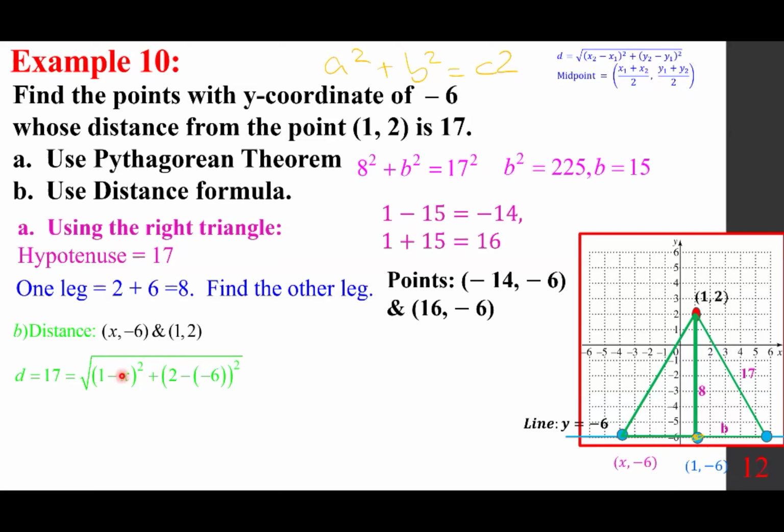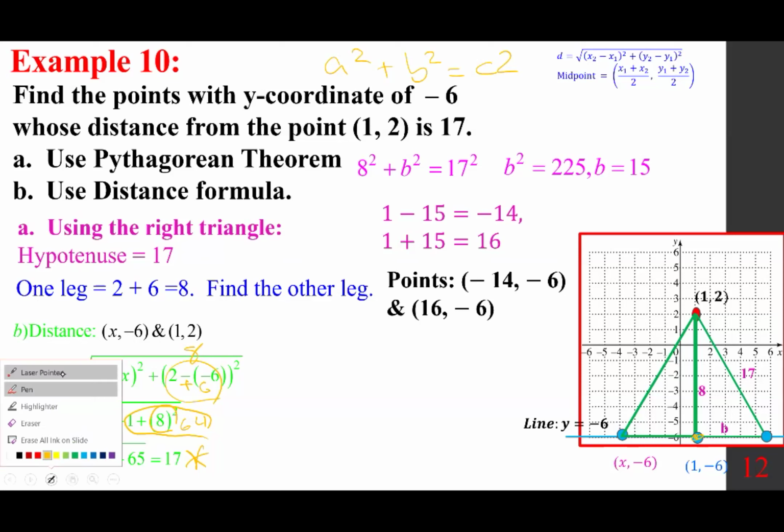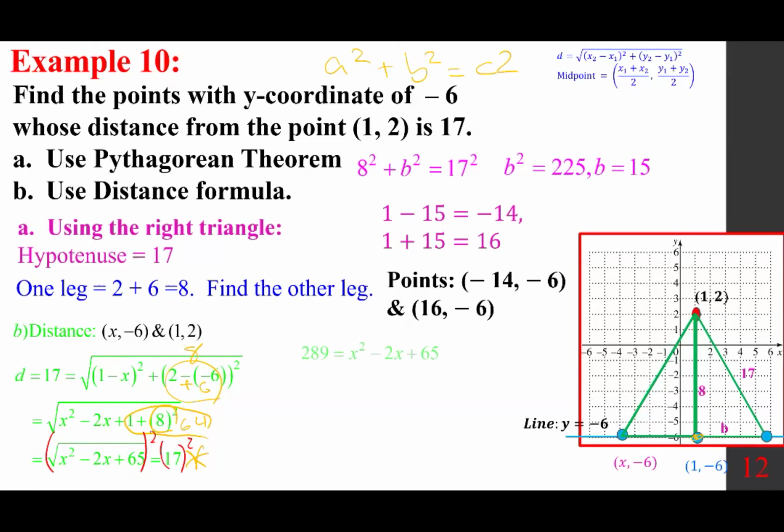Now this is going to be squared as 1 minus 2x plus x squared. This is positive 6, adds up to 8 and becomes 8 squared or 64. With this one becomes 65. So the square root of x squared minus 2x plus 65 is 17. Now, this is the equation we want to solve. If we square both sides, this becomes x squared minus 2x plus 65. Let me just use this. So if I square this, it just comes out. If I square this, I get 289.